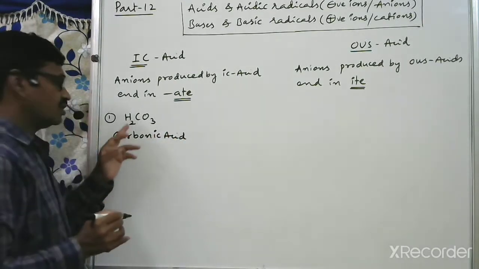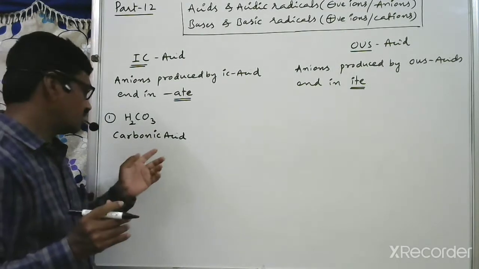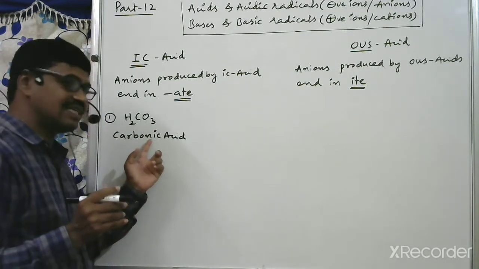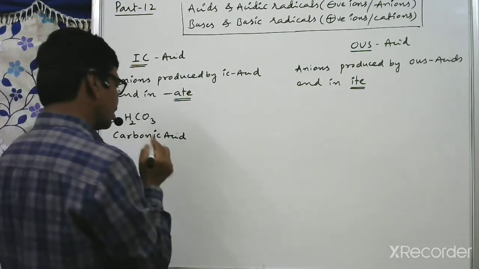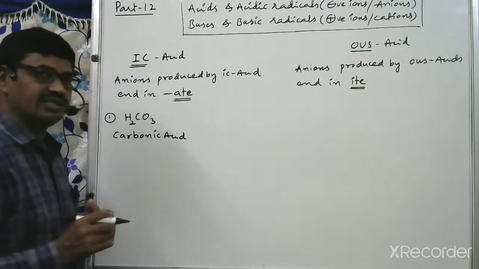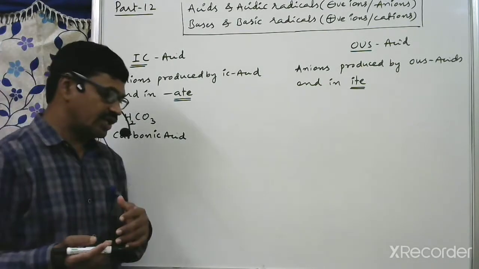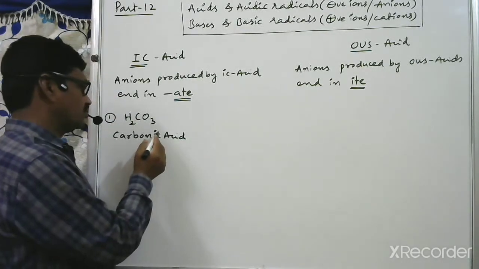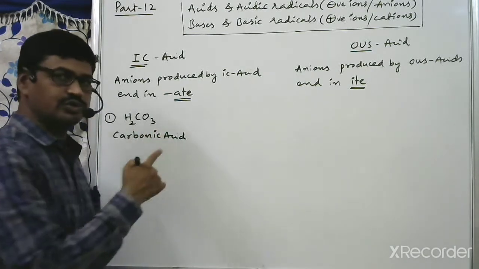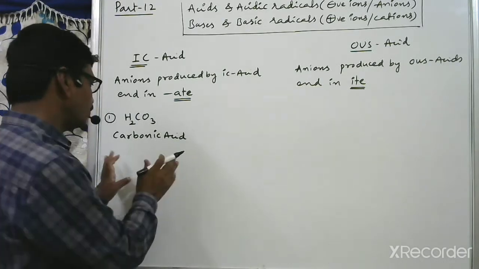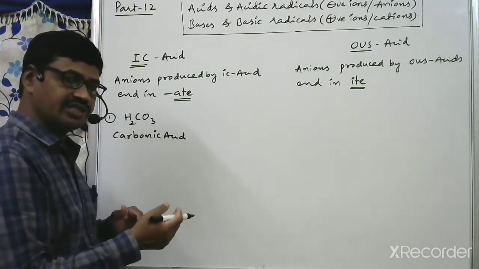See here, H2CO3 is ending in ic acid. While pronouncing this acid, we have to pronounce it as an ic acid. It is carbonic acid. For carbonic acid, we can write two ions. H2CO3, carbonic acid, can produce two ions. First I'll give the ions' names, then afterwards we'll discuss how they get the ions.